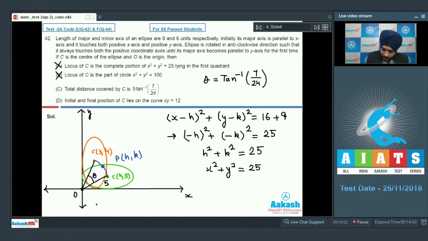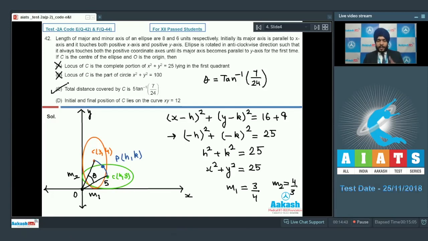Because this line has slope m1, let us say, m1 is 3 by 4, and the upper line has slope m2. So m2 is 4 by 3. So tan theta is equal to m1 minus m2 upon 1 plus m1 m2. Modulus will give you the value 7 by 24. Distance is obviously 5 tan inverse 7 by 24.